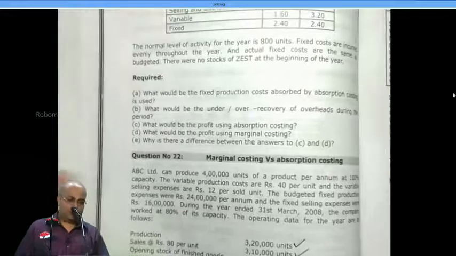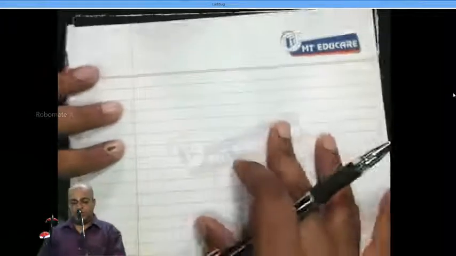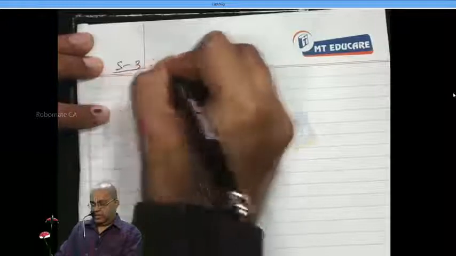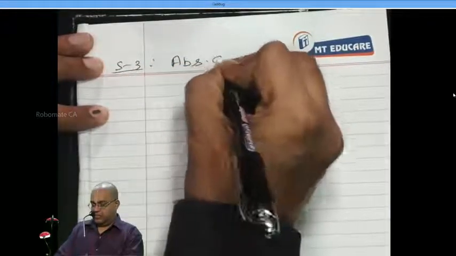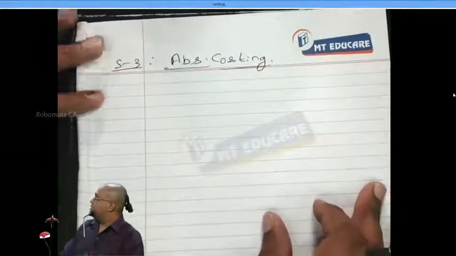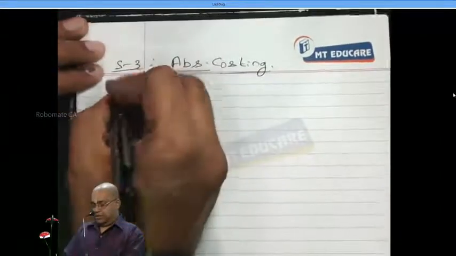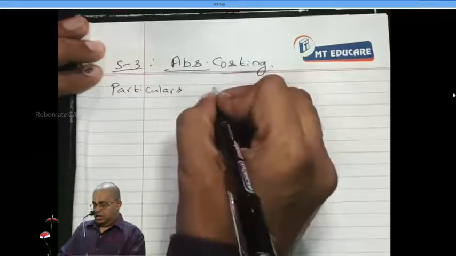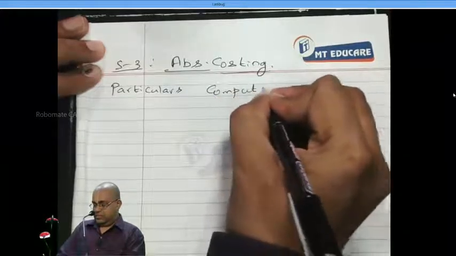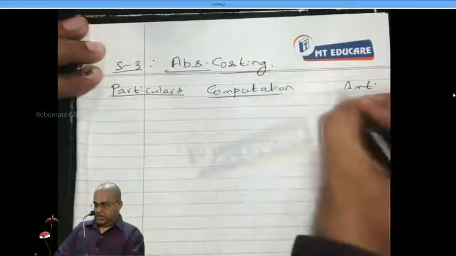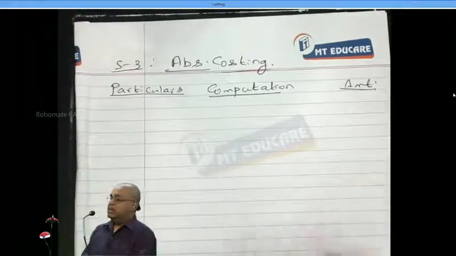Next. Step 2 or step 3? Step 3. Write down step 3: Income statement, absorption costing system. Can we start up? Now, 3 columns: particulars, second column computation, and the last column is amount. Particulars, computation, and amount. Shall we start up?